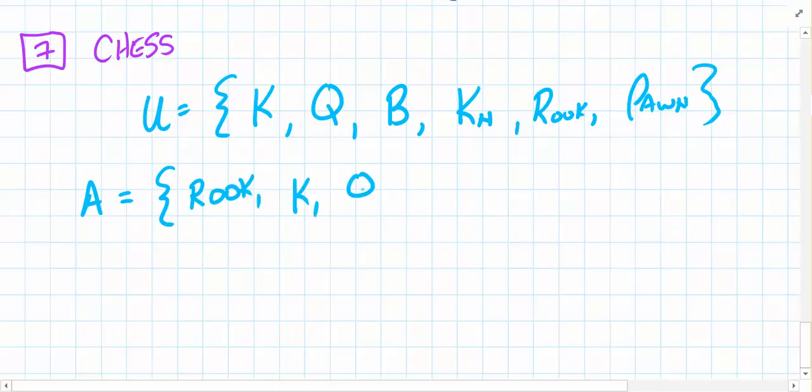So what would the complement be? The complement would be the knight, the bishop, and the pawn. Very good.